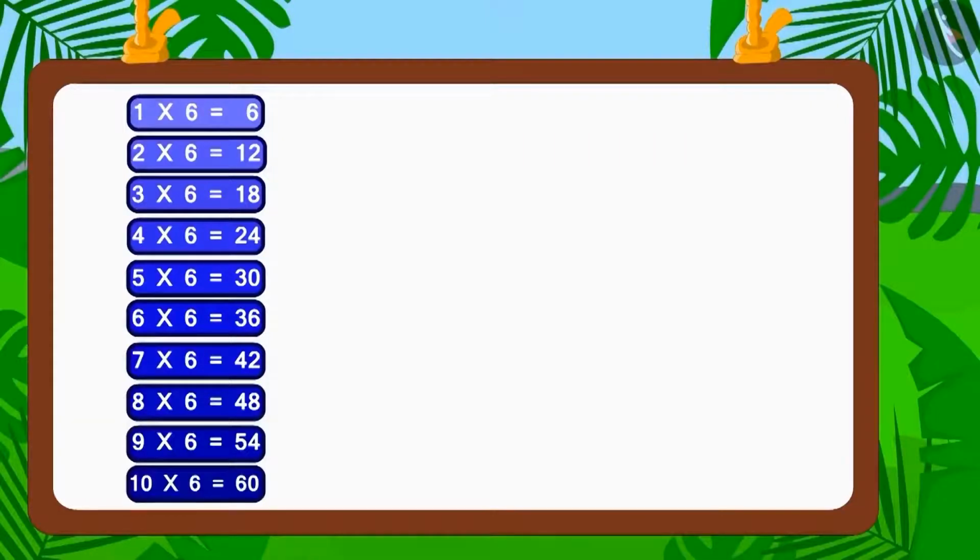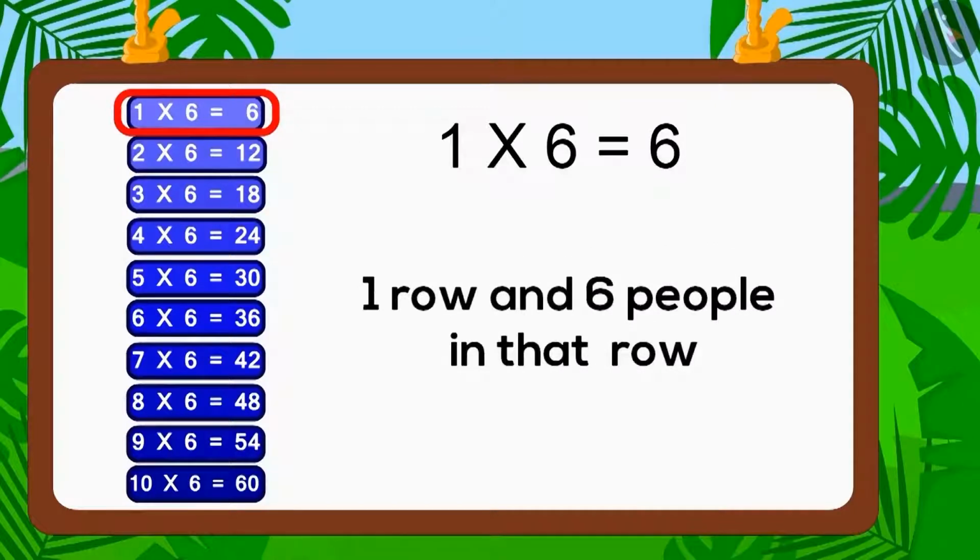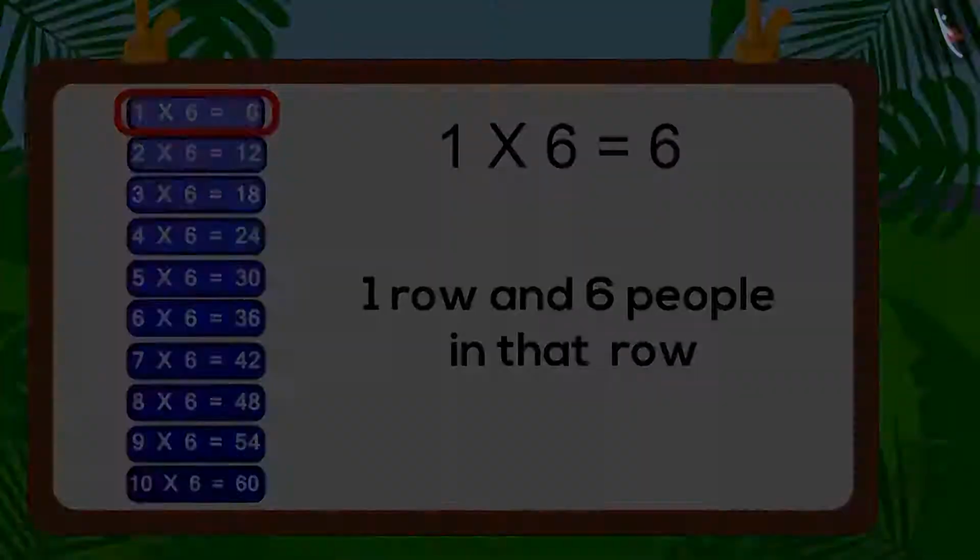Does the number 6 appear in the table of 6? Yes, 1 multiplied with 6 is 6. Therefore, 6 is also a factor of the number 6. So, one line and 6 people in each line is a good option.